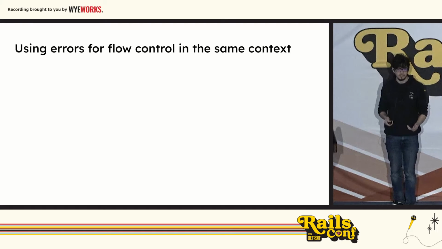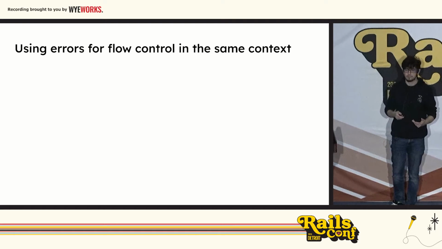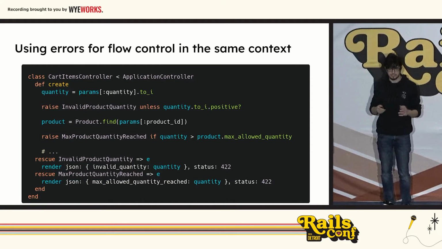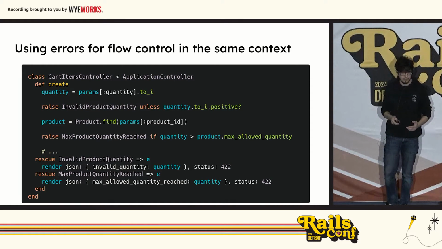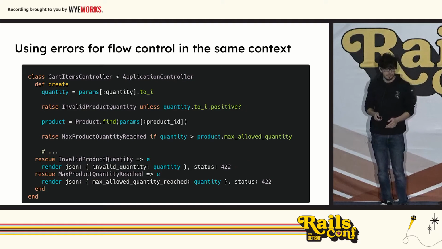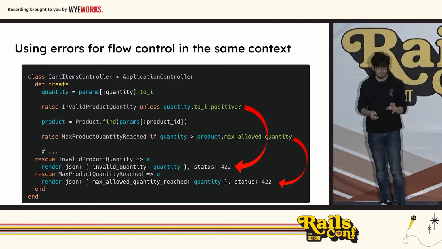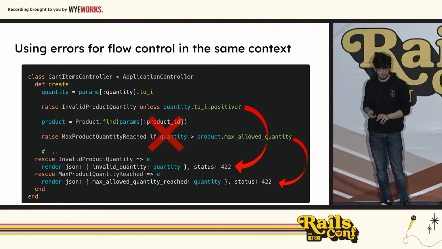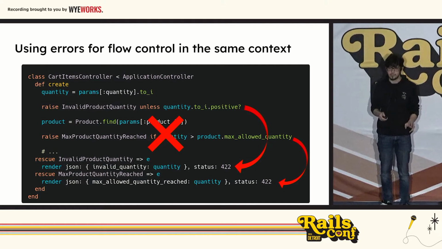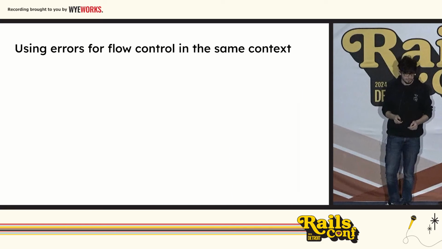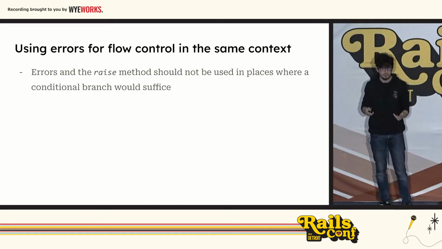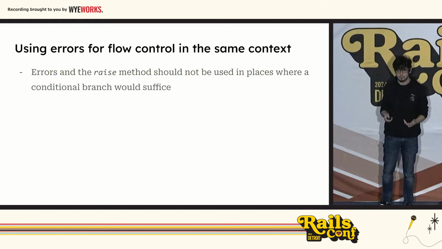And the other pattern here is using errors for flow control in the same context. So I added here an example of a cart items controller with some error handling there. And notice that in 2 different places, I'm using the raise method just to make our code jump to a different part. But that actually causes more problems than it solves. The thing is that errors and the raise method should not be used in places where just a conditional branch would suffice.